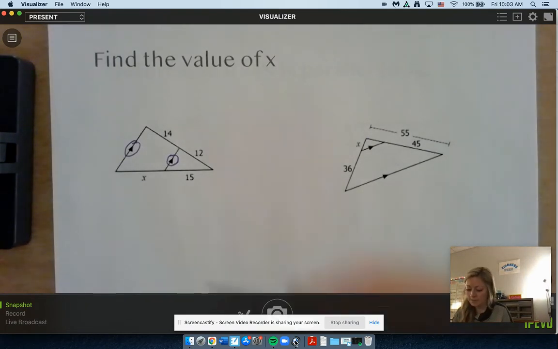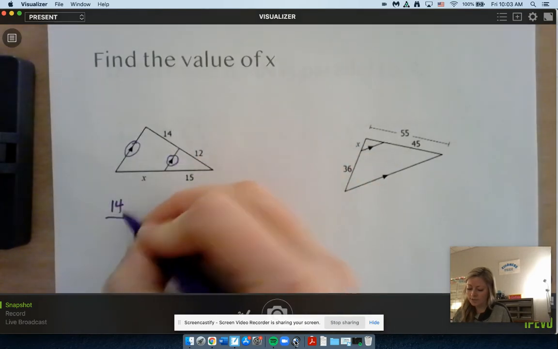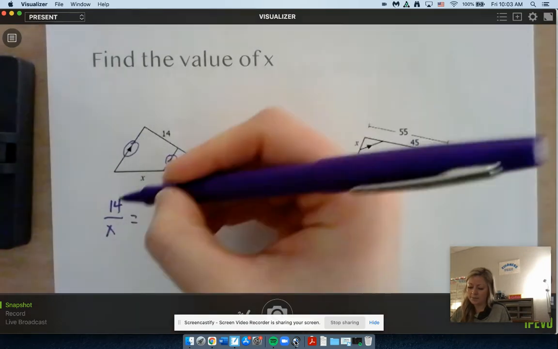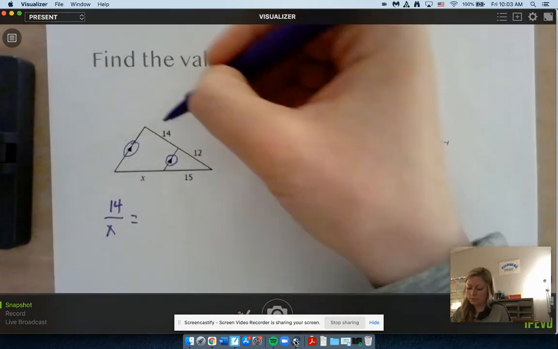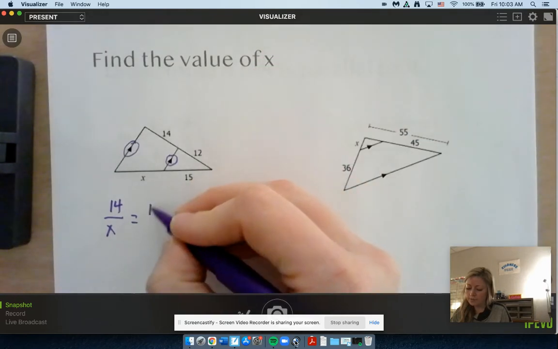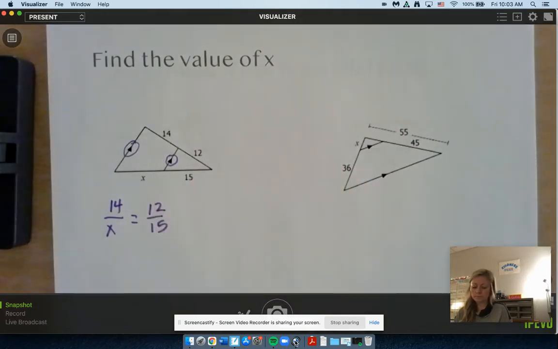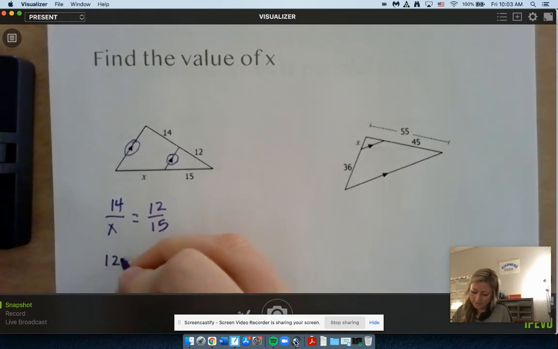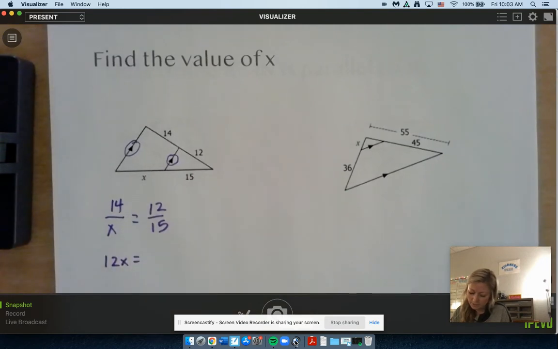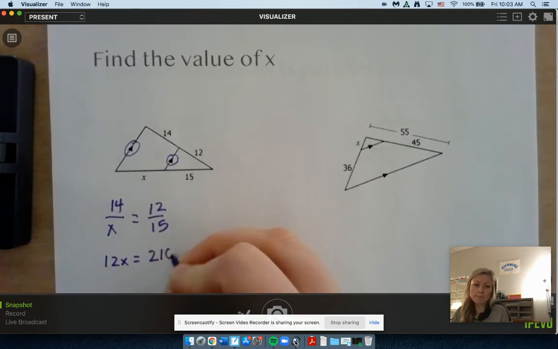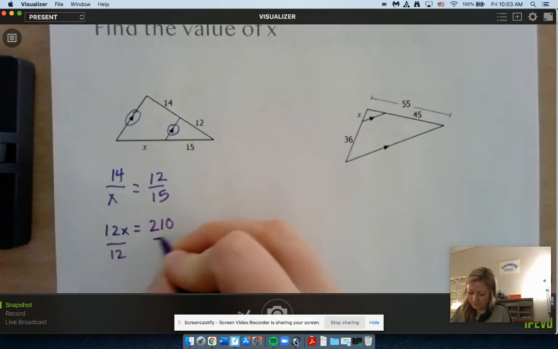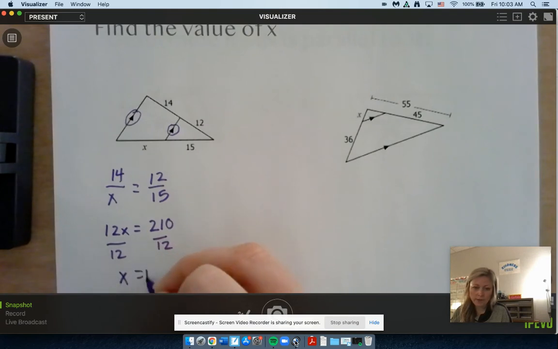So I'm going to say 14. What does 14 match on the other side? Well, it matches x is equal to, now come back. Since I started on this top side, you have to come back to it. 12 over 15. And now we just cross multiply like we've been doing. So we'll have 12x, 14 times 15 is 210. And then divide out, folks. So x equals 17.5.